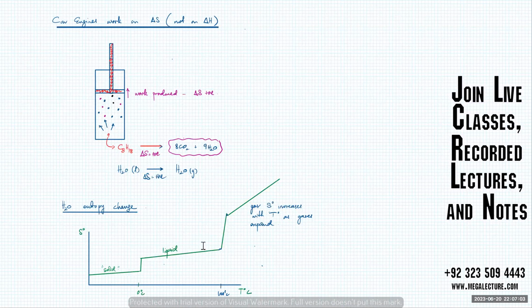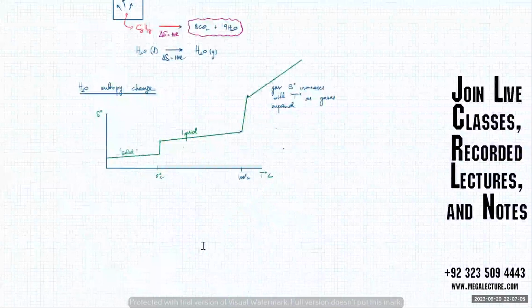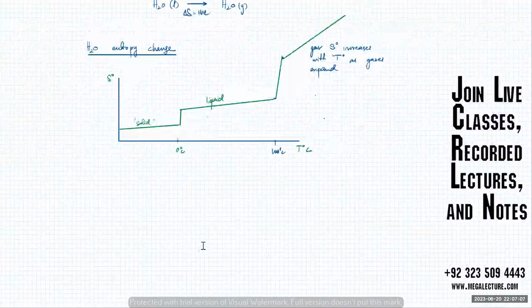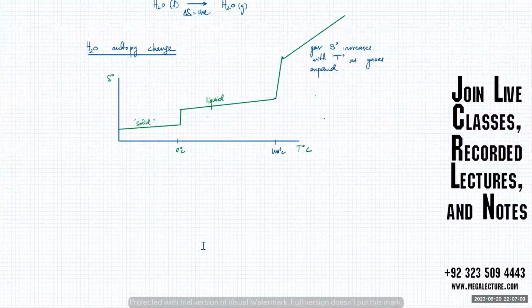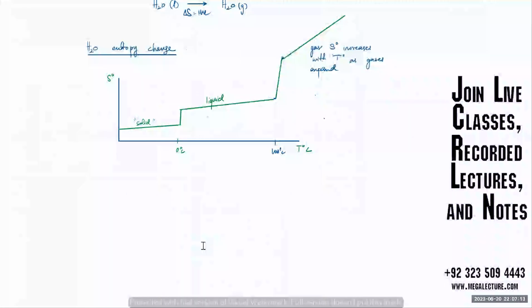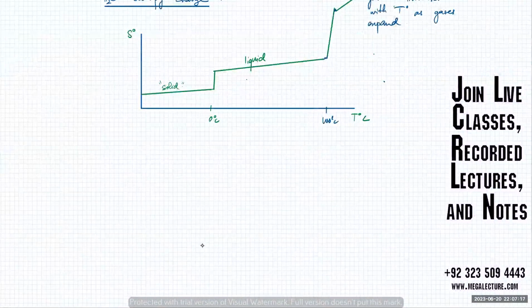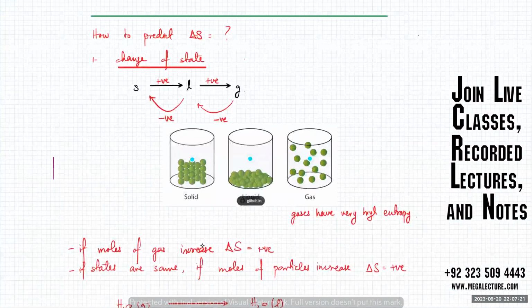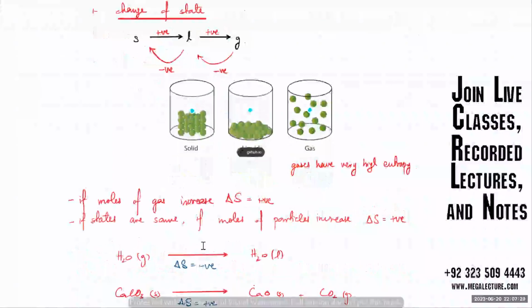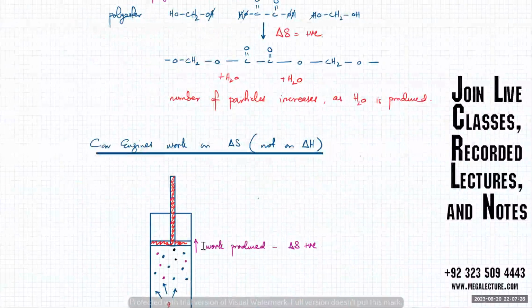अच्छा, अब ये कि this is change of state, so disorder increases. Now we're going to move towards the mathematical stuff. First one, how do you calculate disorder? Okay, that's number one.